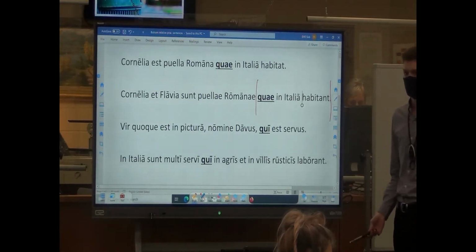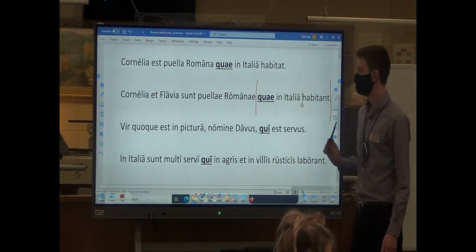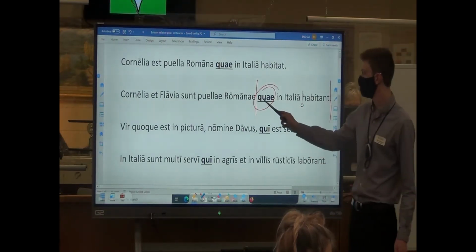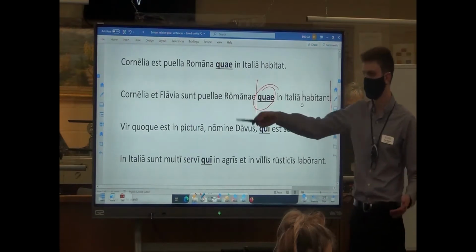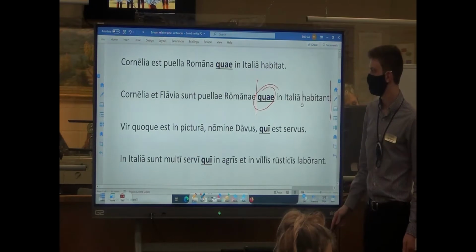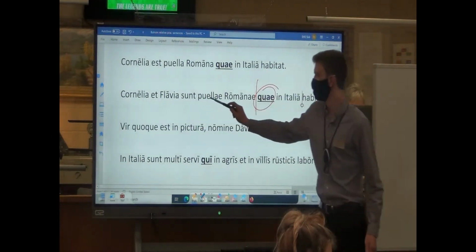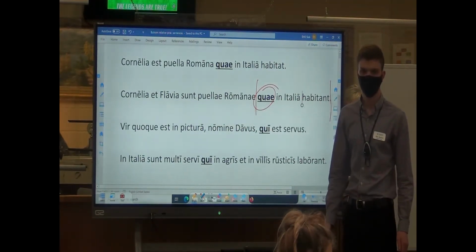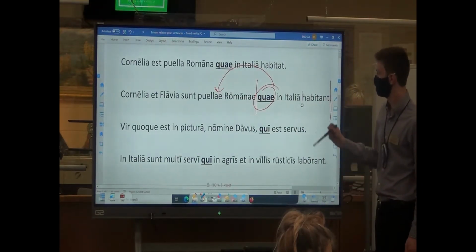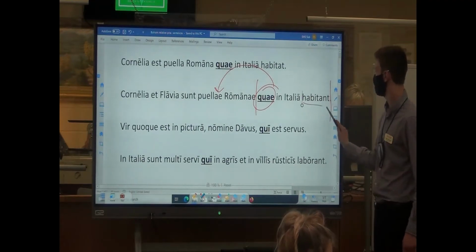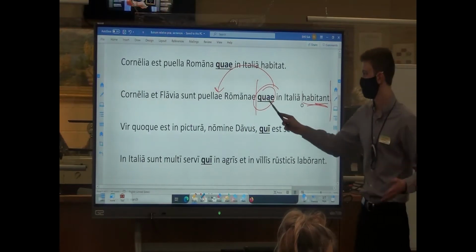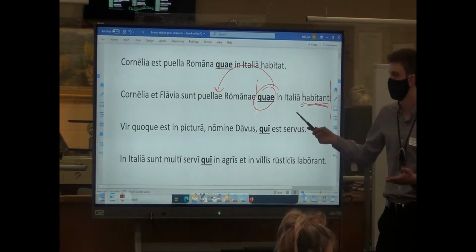What's our relative pronoun? Say the Latin word. Qui. So, who is the qui? It has to refer back to something in this main sentence right here: Cornelia and Flavia. Is it Cornelia and Flavia, or is it puella? Puella. It's going to be puella. And how do we know this? Because if you look here, you see our verb is plural.